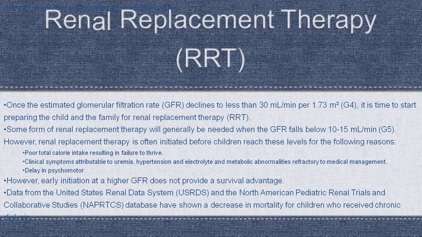Renal replacement therapy may be instituted earlier in certain children for the following reasons, which include things such as poor total calorie intake resulting in failure to thrive, clinical symptoms attributed to uremia, hypertension, electrolyte and metabolic abnormalities refractory to medical therapy, as well as a delay in psychomotor development.